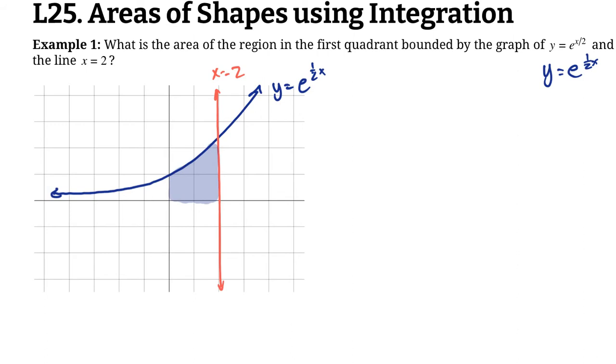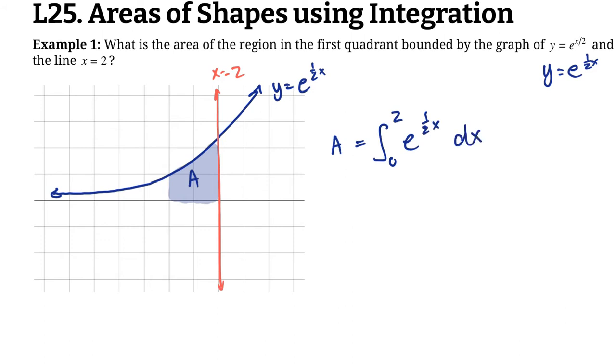Well, we know how to find areas, right? We know that the area is just going to be the integral of this function here between 0 and 2, right? And that's all there is to it. There's nothing else to this question. So the area in question, if we call this area A, is just going to be the integral from 0 to 2 of e to the 1/2 x dx.